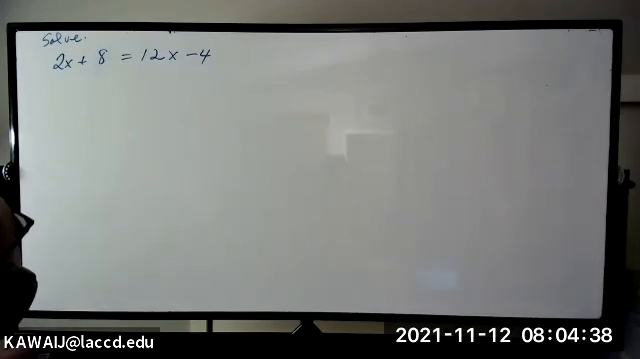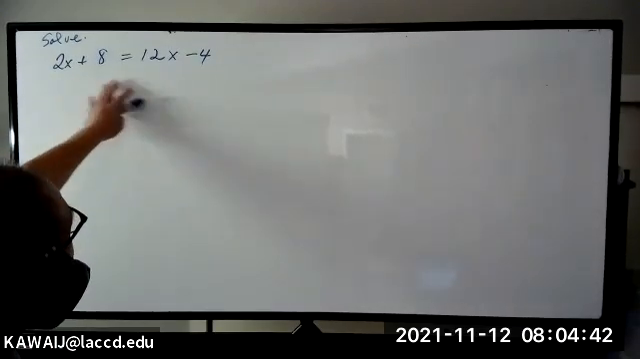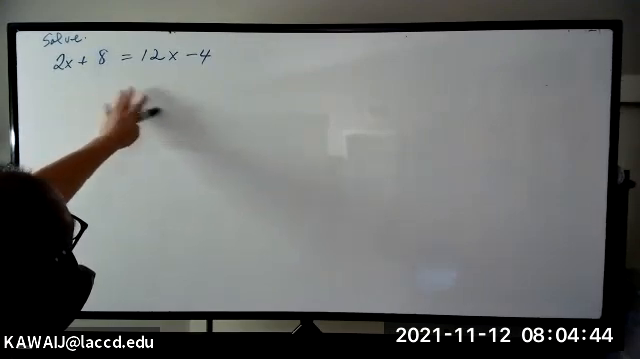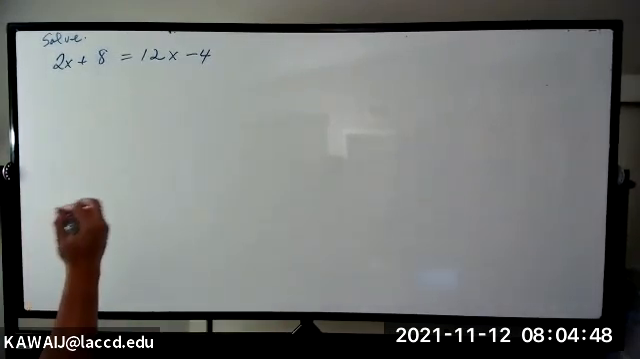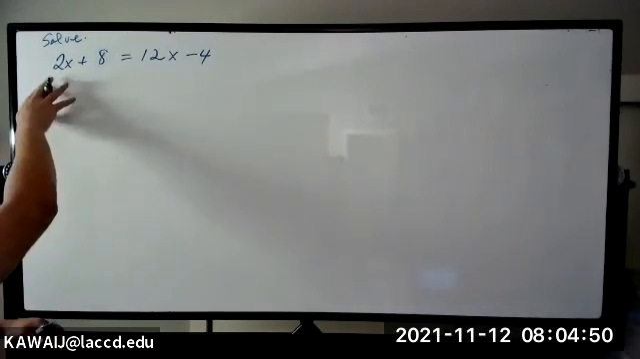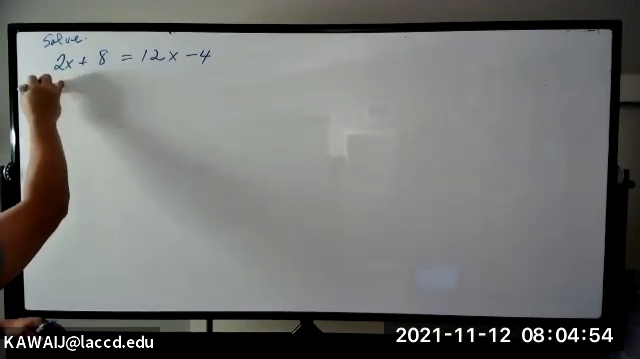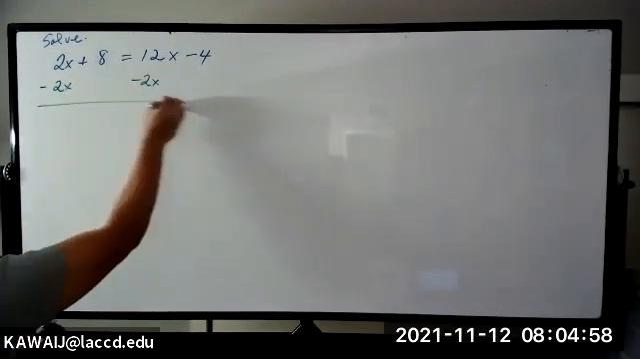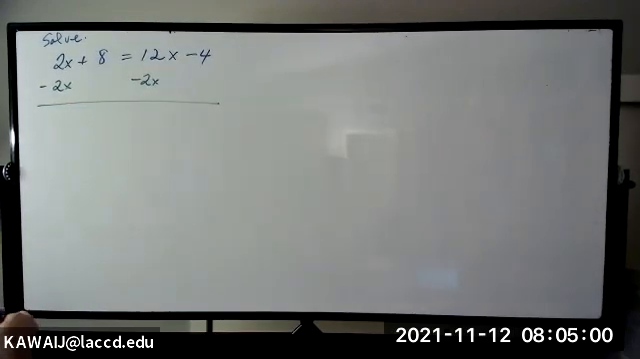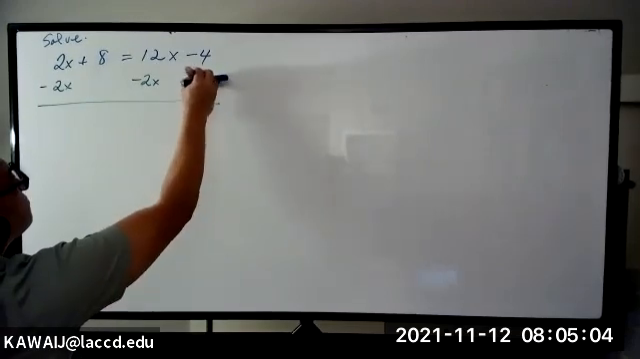Okay, now the key for these problems is that we want x's on one side and numbers on the other. We don't care which side the x's are on, which side the numbers are on. We just want them on separate sides. So the first thing you want to do is I can either get rid of this 2x or I can get rid of this 12. I'll do this. Now, there are a lot of ways to do it. You may have been taught a different way, and if you want to use that, that's perfectly fine.